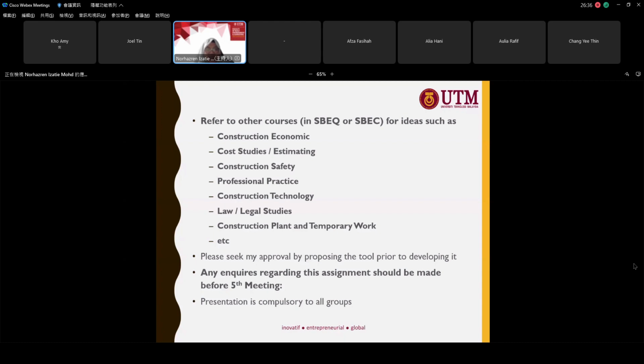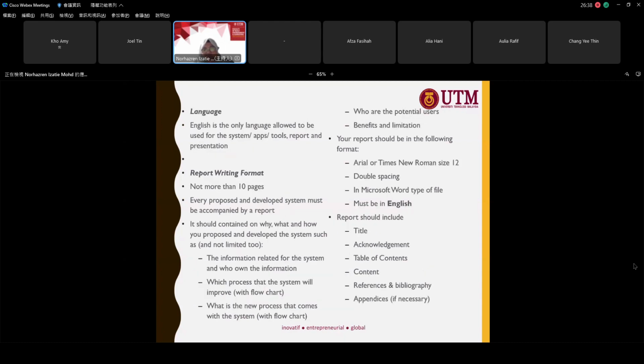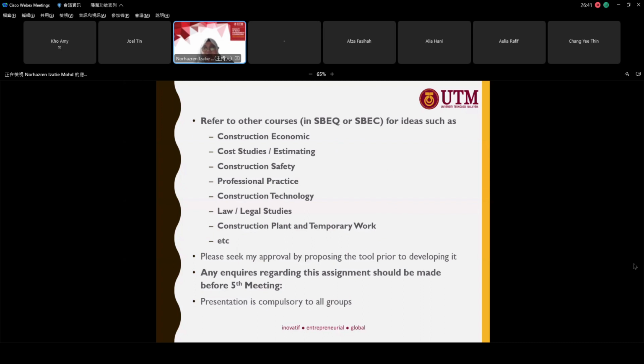And presentation is compulsory. For the presentation, usually only one person presents. You need one person to present, one person to do the simulation of the system, and the rest must be ready for the Q&A session. So all the members must work together. If the presenter can help the others during the Q&A, it will be good. But the rest who do not do the presentation must answer all the panel questions.